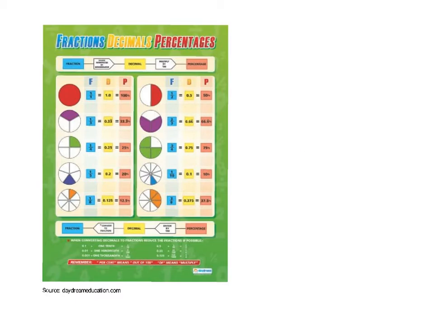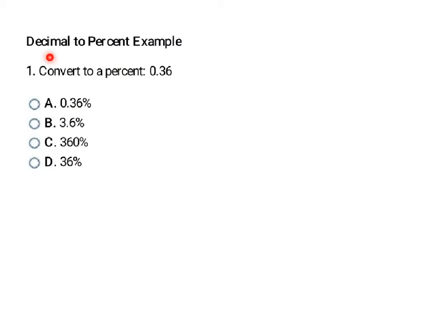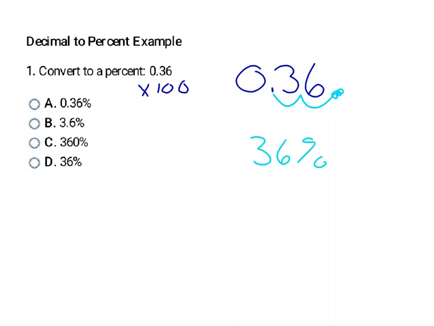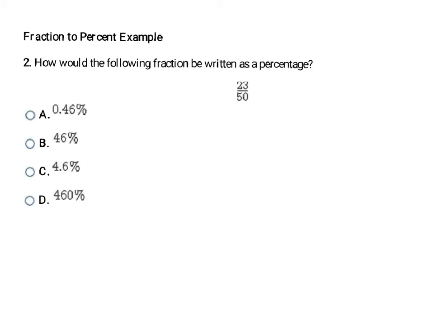So first here, I'm starting with a decimal and going to a percent. So when I go from a decimal to a percent, I can either multiply by 100, or I can just remember that a percent always looks bigger than the decimal does. So I have to move my decimal 2 places to the right to make it a bigger number. And so 0.36 is going to be 36%, which is letter D.